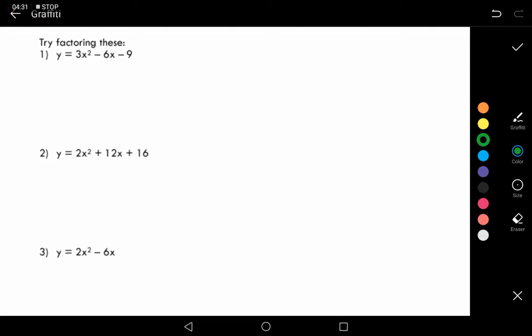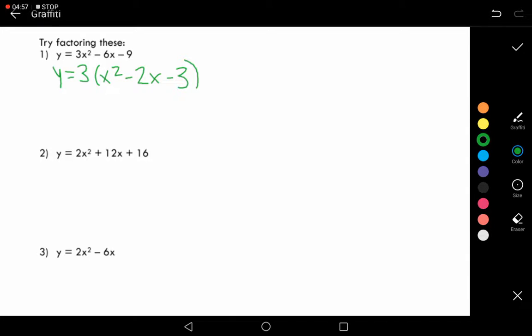And again, remember, you're always trying to factor out that value in front of your x² term. So I am going to factor out 3. That means I'm dividing all three of those terms by 3. 3x² divided by 3 leaves me with x². -6x divided by 3 is -2x. And -9 divided by 3 is -3.